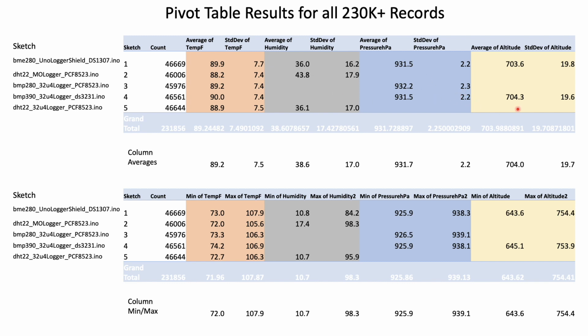You can see that I've got 2 tables here. The first one is a pivot table on averages for temperature, humidity, pressure, and altitude, which is something that one of the libraries calculates. And then in addition, I also went ahead and looked at the mins and the max to see if there were any outliers in the data for all 230,000 plus records.